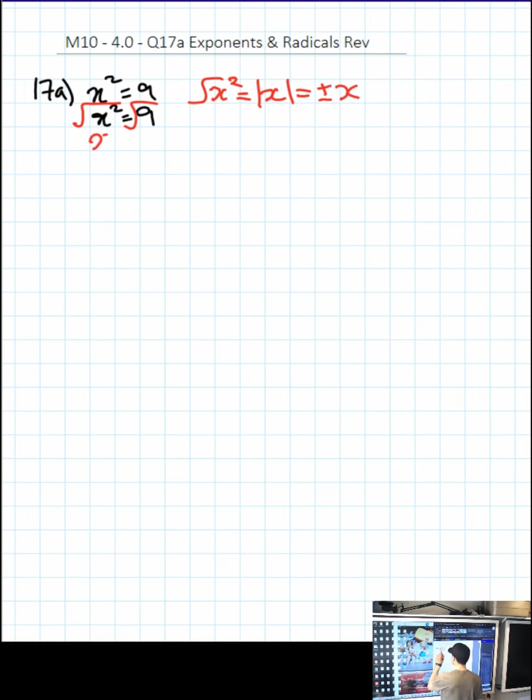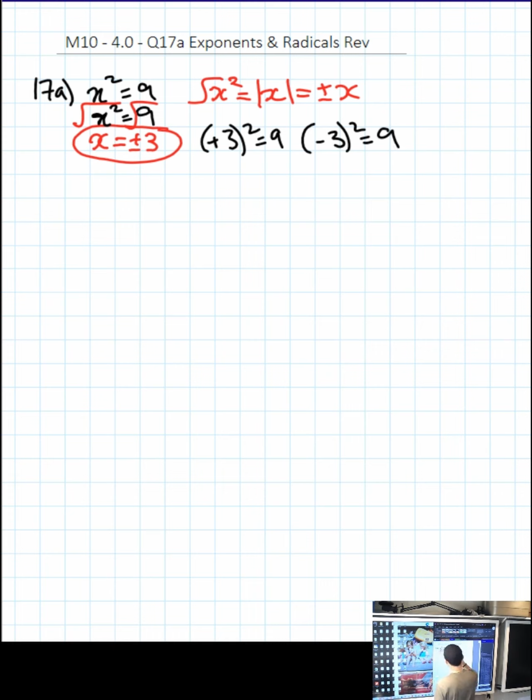Therefore, x equals plus or minus 3, the square root of 9. We have to get plus or minus because if we check our answer, positive 3 squared equals 9, and also negative 3 squared also equals 9. Check mark. That's why it's going to be plus or minus. X equals plus or minus 3.